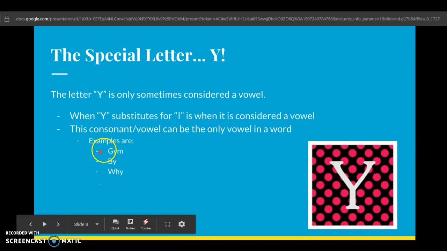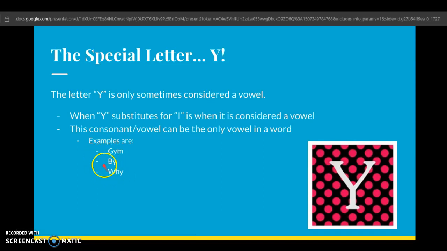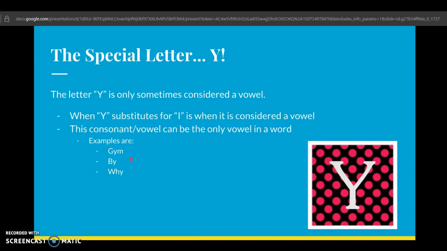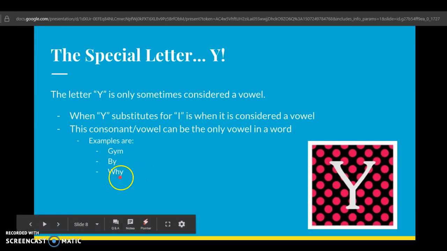So here are some examples of Y being a vowel: Jim, by, and Y. Now the reason that the Y is considered a vowel is because you don't see A, E, I, O, or U in any of these words. And like we said before, every word has to have a vowel in it to be a word. So this Y is making these words words.